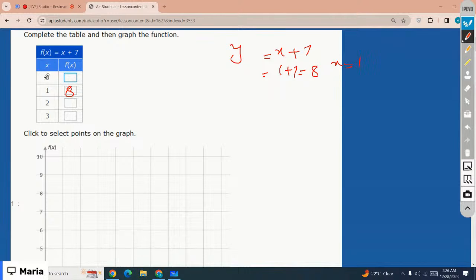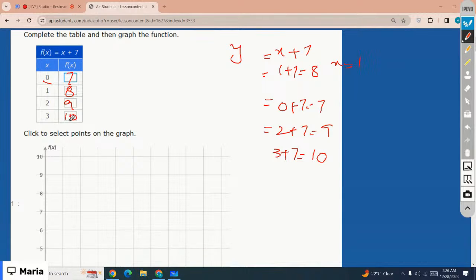Then x equals 0: 0 plus 7 equals 7. So when x equals 0, the function has the value 7. When x equals 2, that is 2 plus 7 equals 9. So when x equals 2, f of x equals 9. When x equals 3, 3 plus 7 equals 10. So that would be 10. Now we have completed the table.